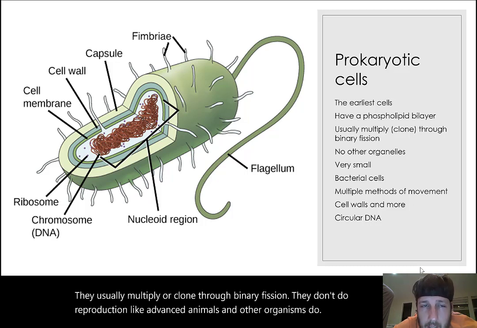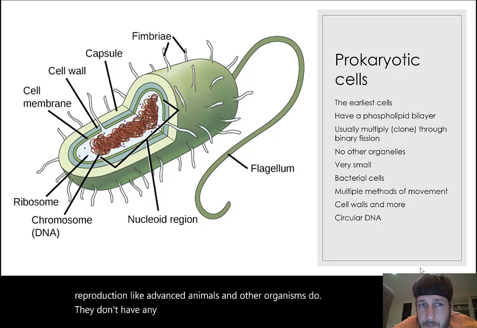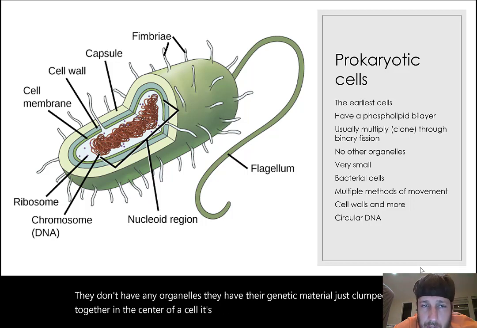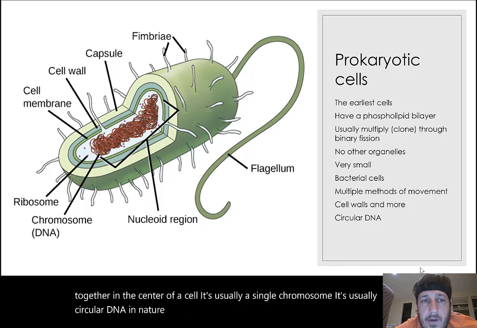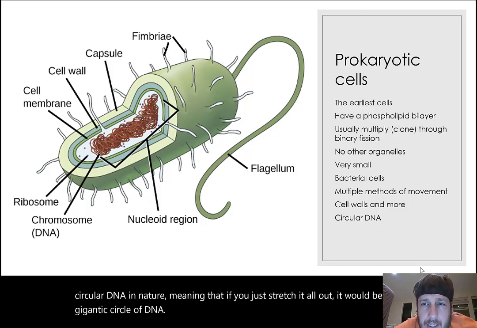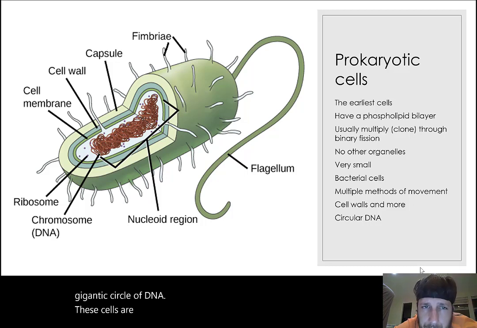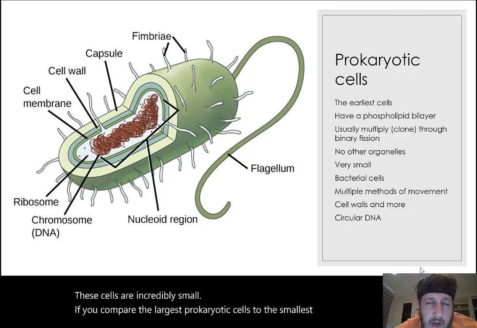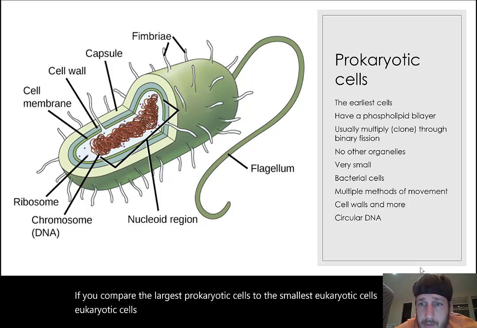They don't have any organelles. They have their genetic material just clumped together in the center of a cell. It's usually a single chromosome. It's usually circular DNA in nature, meaning that if you just stretched it all out, it would be a gigantic circle of DNA. These cells are incredibly small. If you compare the largest prokaryotic cells to the smallest eukaryotic cells, the eukaryotic cells are still much larger in most cases.